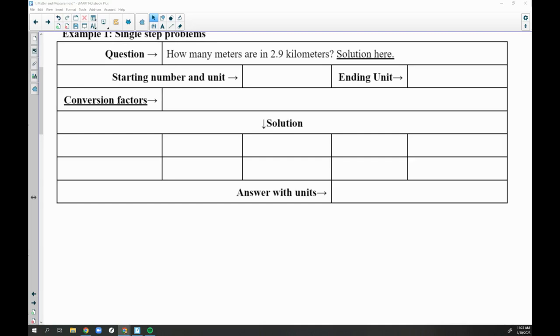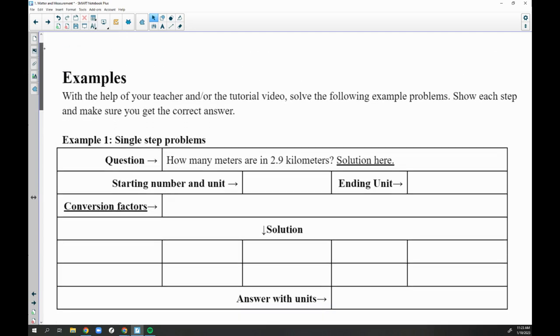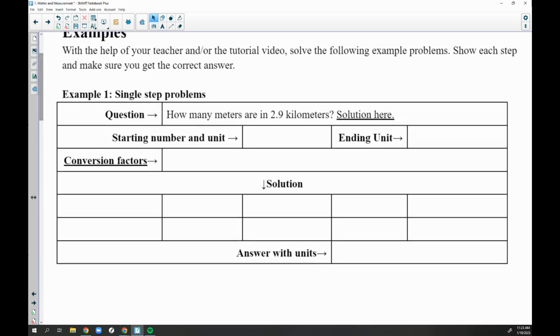All right, so here is an example of a problem where we would use this unit conversion procedure. So the question says, how many meters are in 2.9 kilometers? And we're now on page 45. If you didn't pick up on that, we're doing example 1. Please follow along with me.